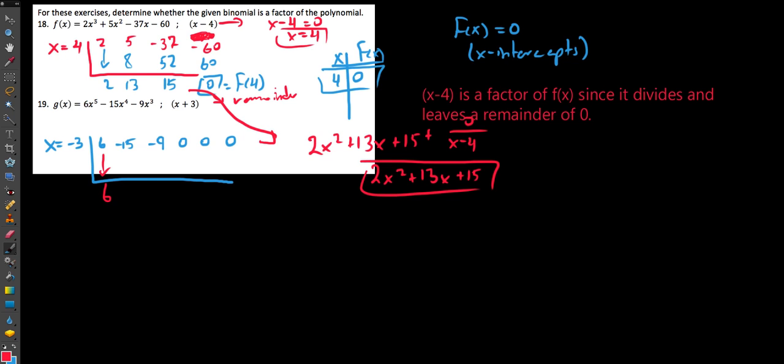We're going to drop down our 6. We say 6 times negative 3 is negative 18. Negative 18 plus negative 15 is negative 33. Take that times a negative 3, we get a positive 99. Plus a negative 9 is really a positive 90, times a negative 3 is negative 270. Yikes. Plus 0 is negative 270. You can see that this is getting pretty big.